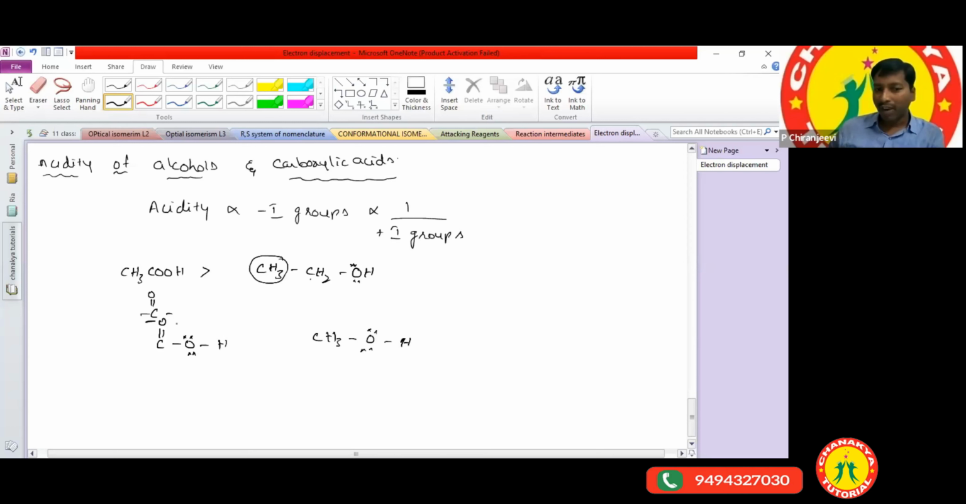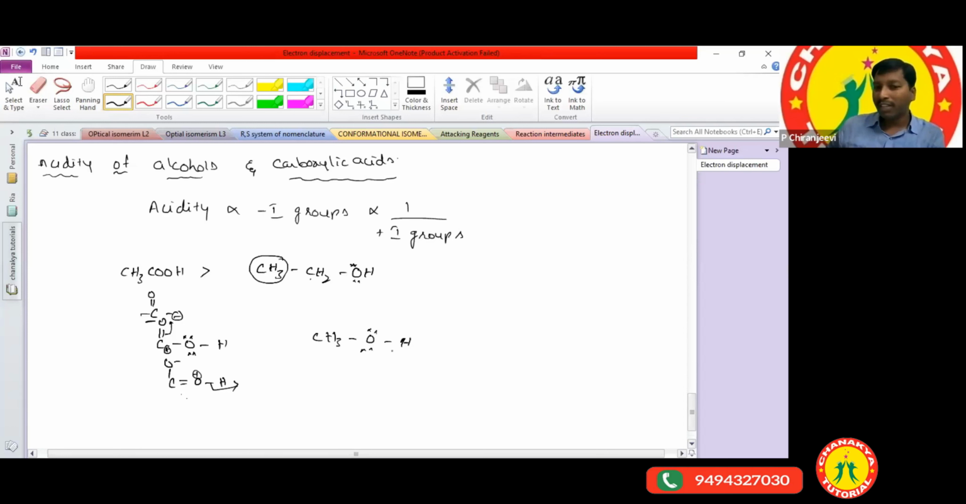Due to the presence of the electron withdrawing group, when these pi electrons are shifted onto the oxygen atom, oxygen gets a negative charge and this carbon gets a positive charge. At that time, the double bond is formed between the oxygen and carbon atom, so it becomes electron deficient. Electron density decreases, so we can remove the H plus ions easily.